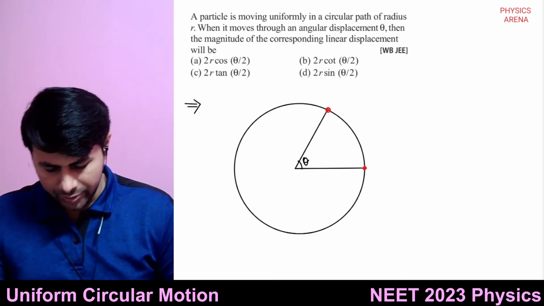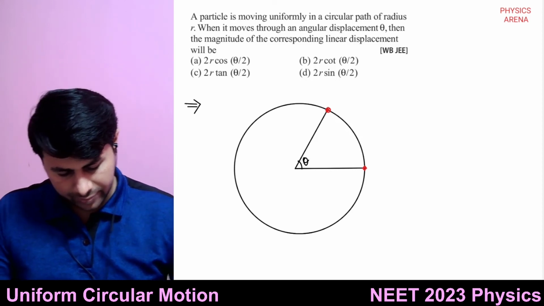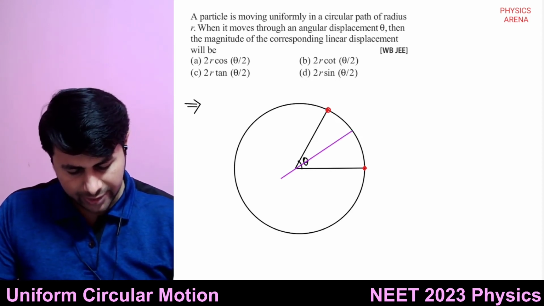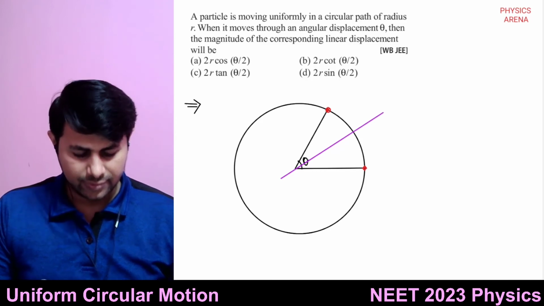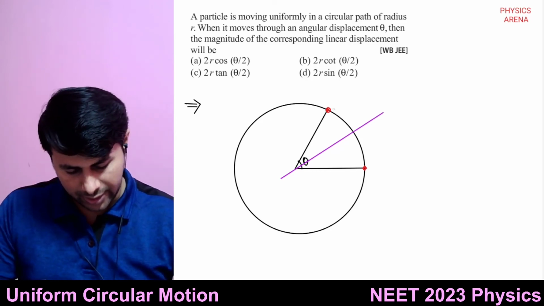So what will we do? We'll draw the angle bisector, right? And we'll join this line.